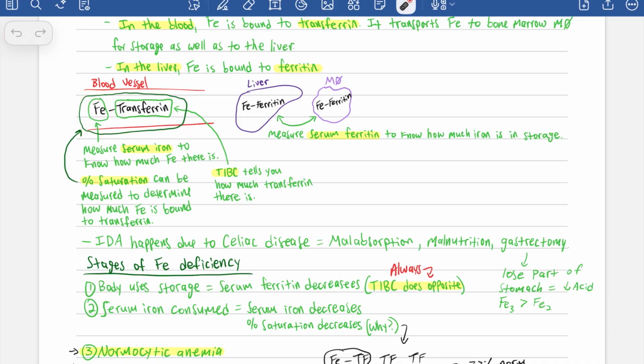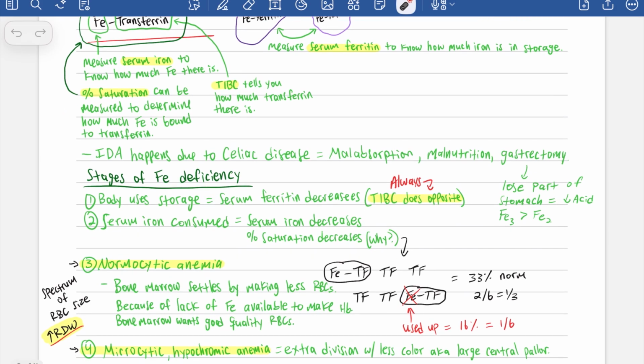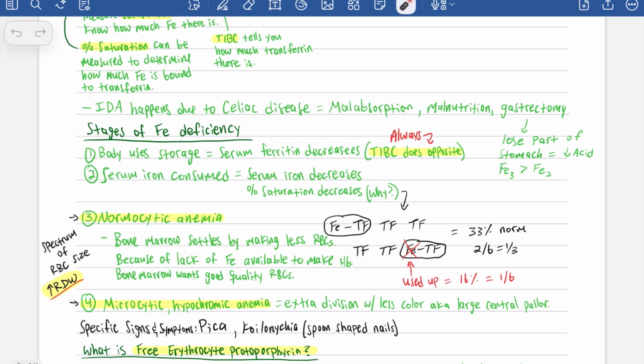So if we're using the iron that is in our serum, we know it has to be bound to transferrin. So we know this iron-transferrin complex, we can call it, that's our percent saturation. It decreases because we're using it. And so this is no longer as available as it used to be because we're breaking this bond and we're using this iron. So that makes sense why our percent saturation decreases.